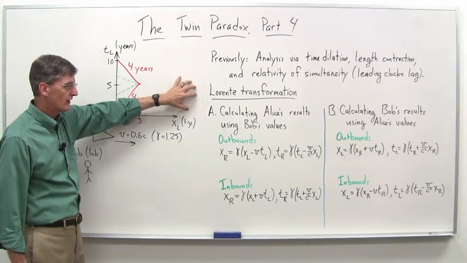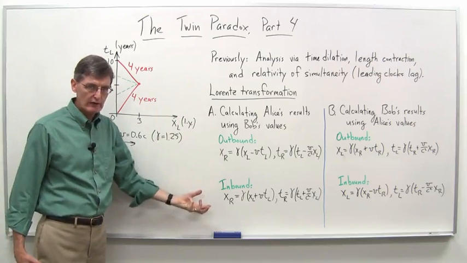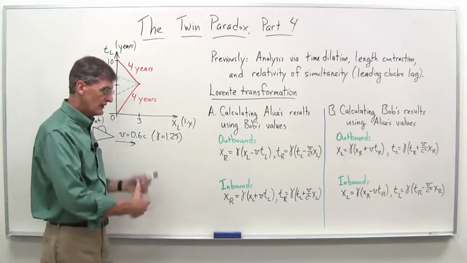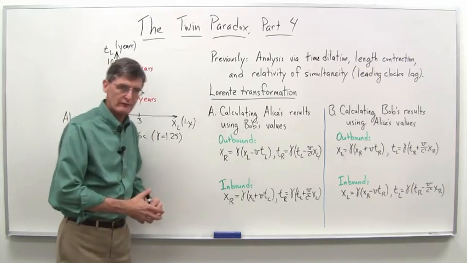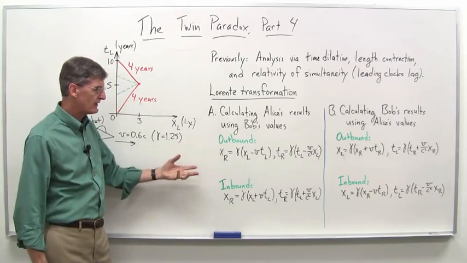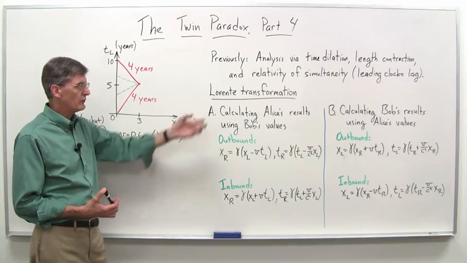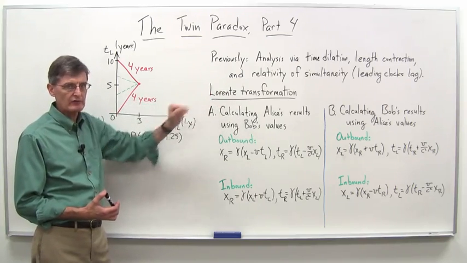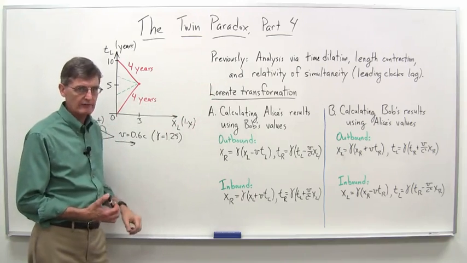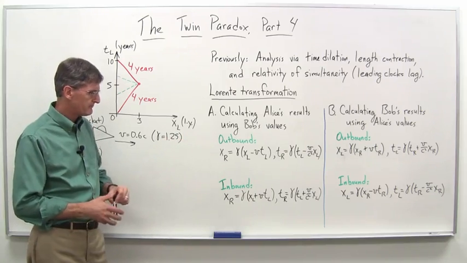What we want to show is that you can get the same numbers using the Lorentz transformation, perhaps a little faster as well. The downside is, first of all, you've got to use the correct versions of the formulas, so you've got to be careful about that. But the downside is you don't get as much feel for what's going on as you do when you break it down via time dilation, length contraction, and leading clock's lag, the relativity of simultaneity. But we do want to show that you can do this.